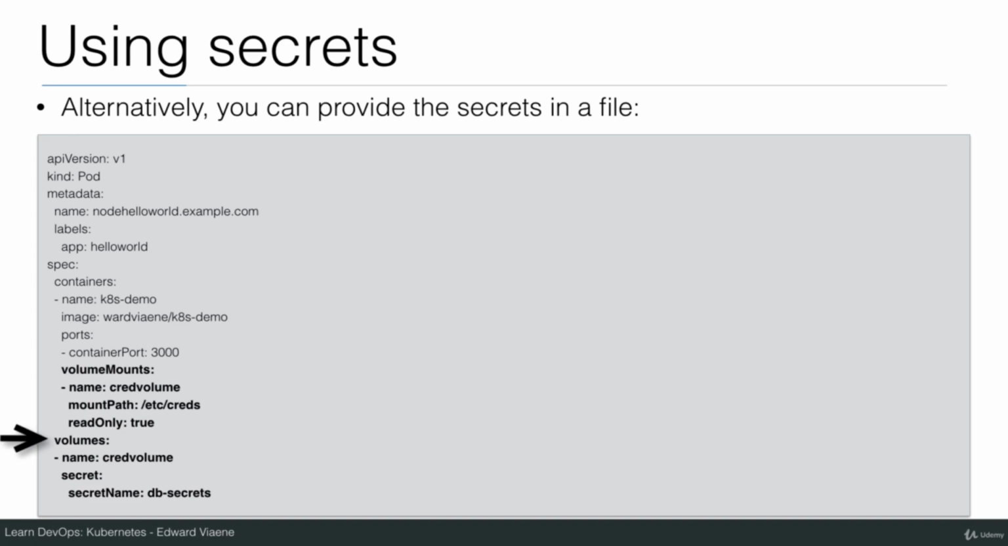And then we're going to have a volume definition. And in this volume definition, you're also going to define a name, cred-volume. So this name, cred-volume, must be equal to the volume mount, because in the volume mount, you're referring to a volume here that you're creating.